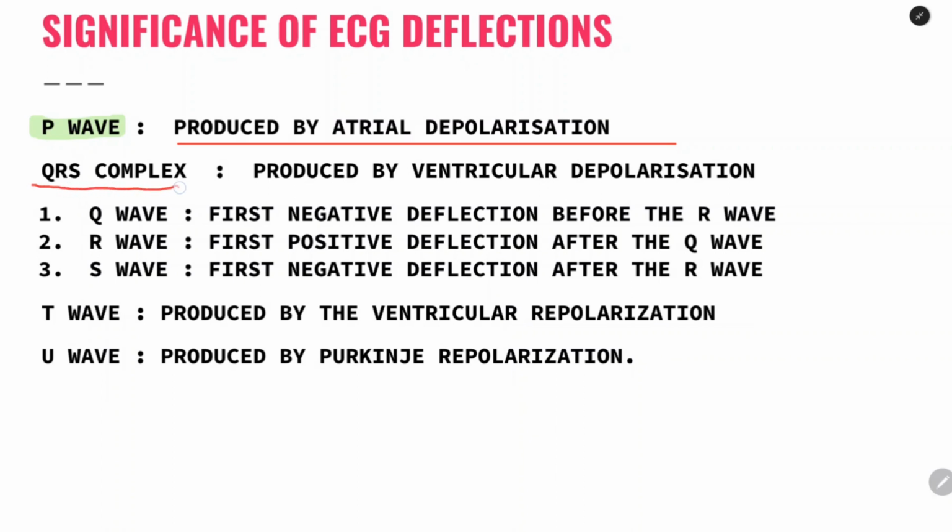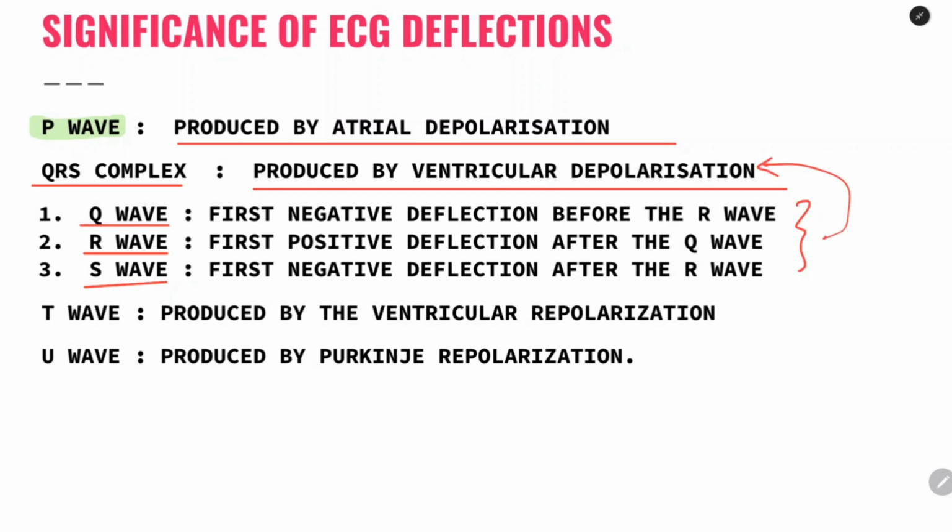The QRS complex is considered as one unit since it represents the ventricular depolarization. It consists of three subunits, which we can name as the Q wave, the R wave, and the S wave. These three together represent the ventricular depolarization. The Q wave is the first negative deflection before the R wave. The R wave is the first positive deflection after the Q wave. The S wave is the first negative deflection after the R wave.